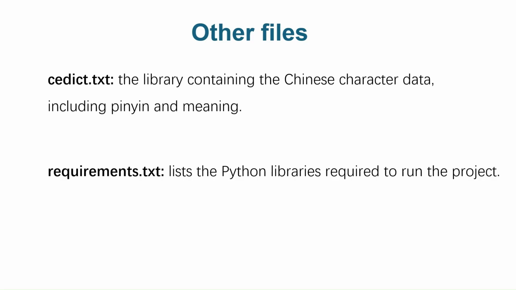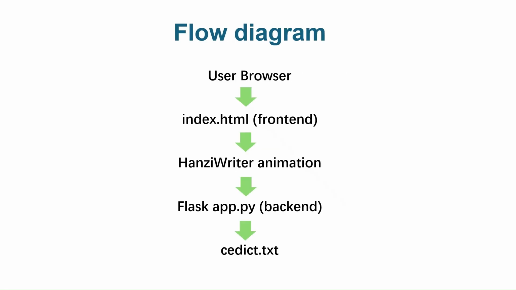Requirements.txt lists the Python libraries needed for the project, such as Flask and Uvicorn. Cdict.txt stores the Chinese characters along with their pinyin and meanings. The backend reads this file and converts it into a Python dictionary. The browser loads the HTML page. The page requests character data from the Flask backend, and the backend reads the dictionary file and returns the information. So overall, the HTML handles the interface, Flask handles the backend logic, and the dictionary file provides the character data.